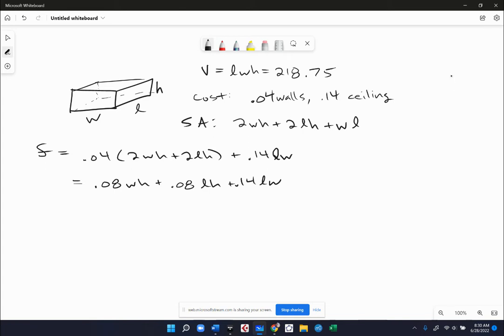Okay, so that's an equation in 3 variables, and we don't want it to be. We want it to be an equation in 2 variables, so we only have 2 partial derivatives to deal with. So just like in the box problem, we use our restriction, solve that for really whichever variable we want. It's going to result in the same kind of problem no matter what we do. The way I did it is I solved it for H. So I said H then is 218.75 over LW.